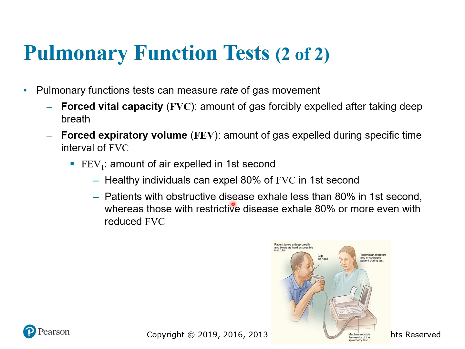And then patients with obstructive disease, they exhale less than 80% in 1 second. Why? Because in obstructive disease, there is obstruction to the outflow. So in 1 second, less than 80% is expelled. Whereas those with restrictive disease, they exhale 80% or even more than 80%. They have reduced forced vital capacity compared to the normal, but most of it they exhale in the first second because the lungs don't want to keep the air in. So this is how we differentiate between obstructive pulmonary disease and restrictive pulmonary disease.